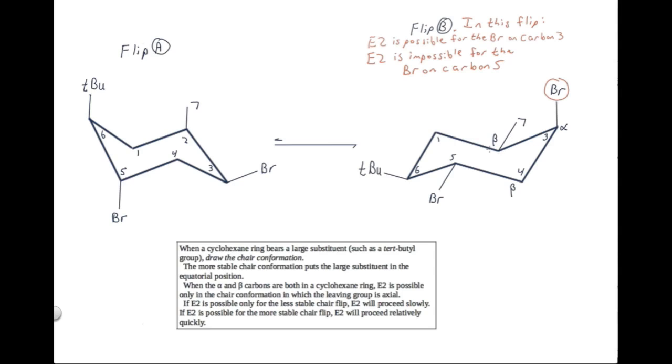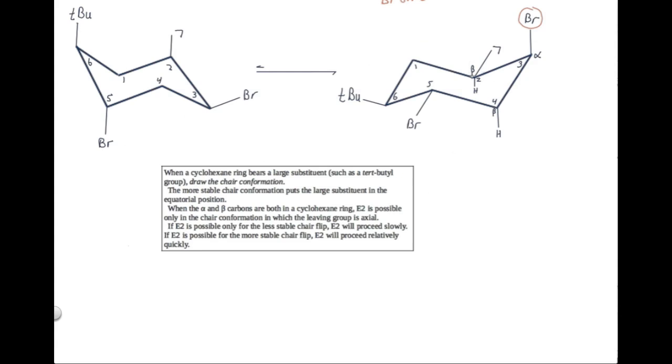Well, carbon 2 has a hydrogen in an axial position. Carbon 2 has a beta hydrogen in an axial position, trans to the leaving group, and carbon 4 also has a beta hydrogen in an axial position, trans to the leaving group. So we could use either of these two hydrogens. Which one will give us the major product?